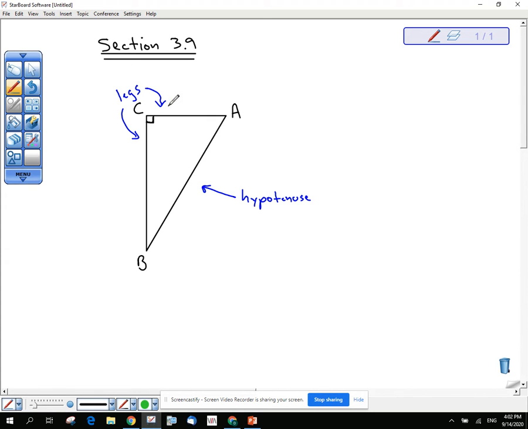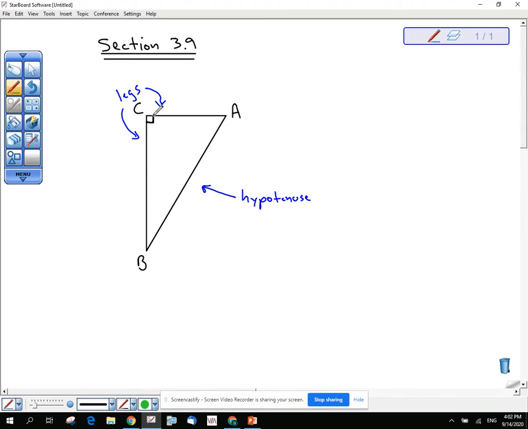I've called this triangle capital A, capital B, capital C. Those are labels of vertices, obviously. And the right angle, that's what this block means, that's C. And the other two vertices are A and B. They're both acute angles at those two vertices.